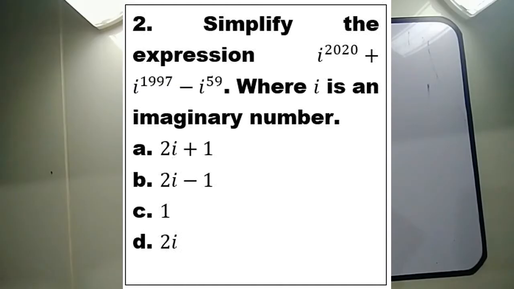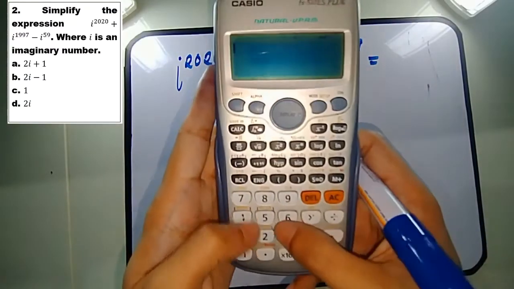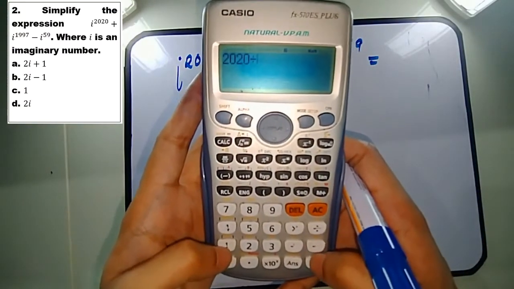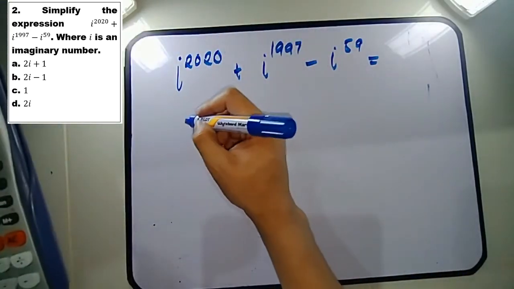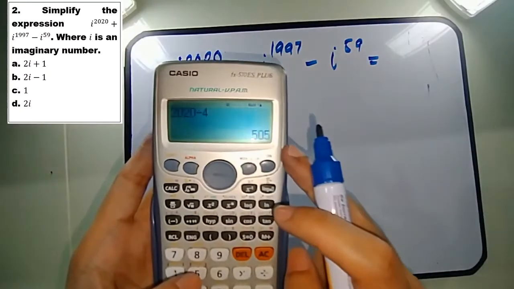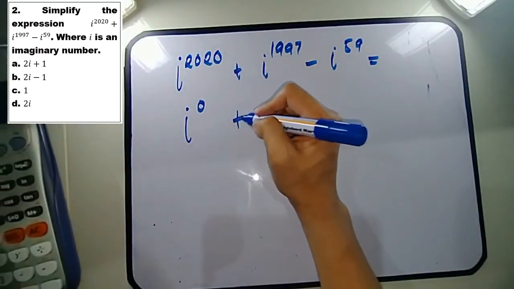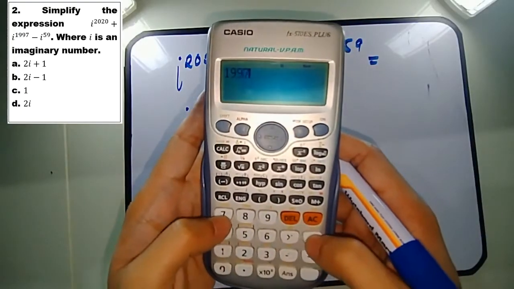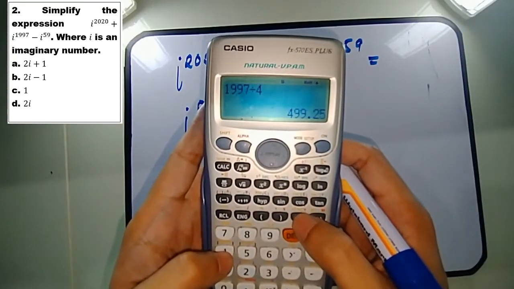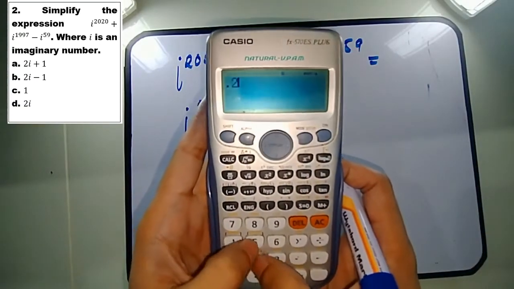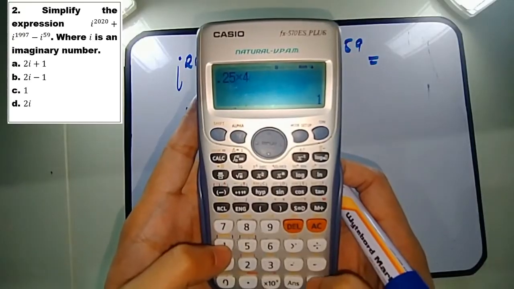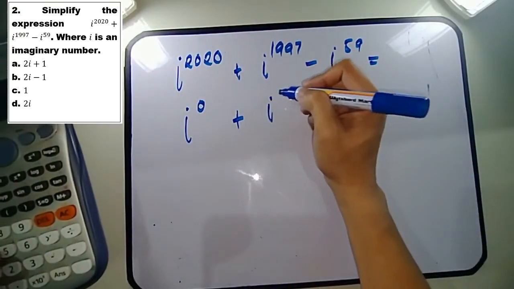So here, guys, let's simplify this. Simplify the expression i^2020 plus i^1997 minus i^59. Same process, guys. So 2020 divided by 4 is 505, so no remainder. So this is i raised to 0. Plus, 1997 divided by 4 is 499.25, so the remainder is 0.25. 0.25 times 4 is 1, so this is just equal to i raised to 1.